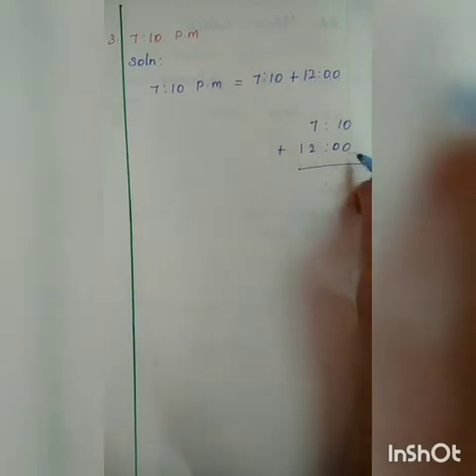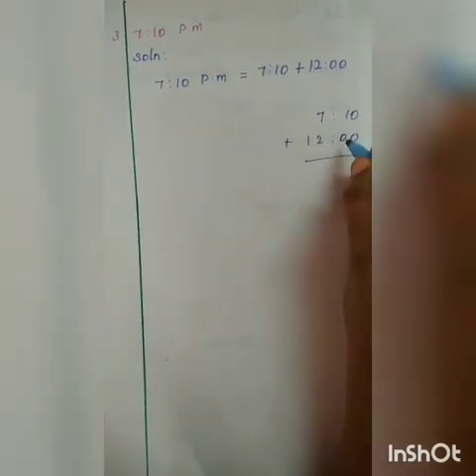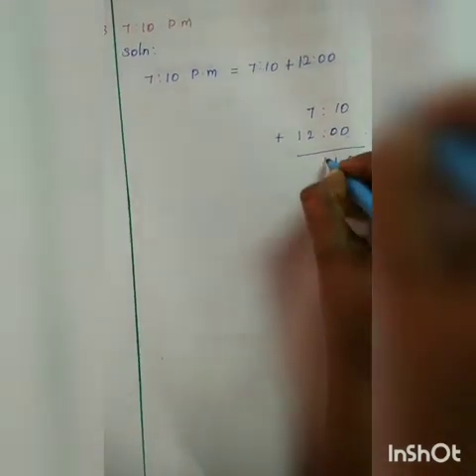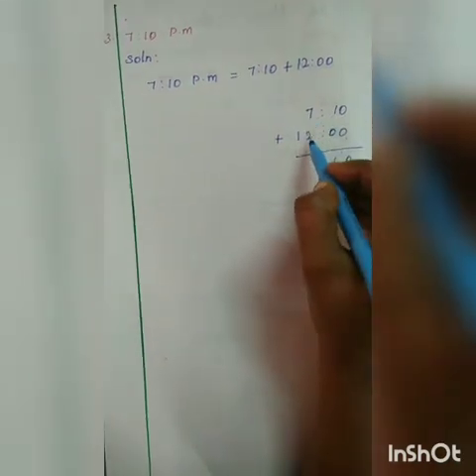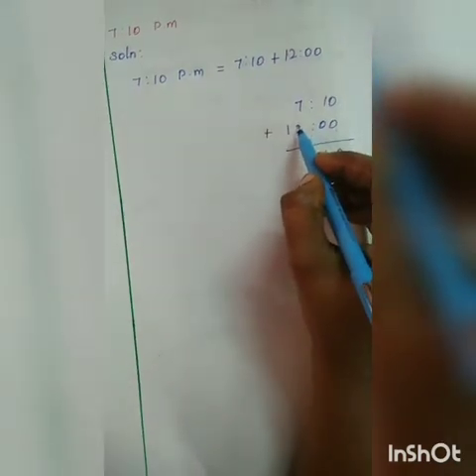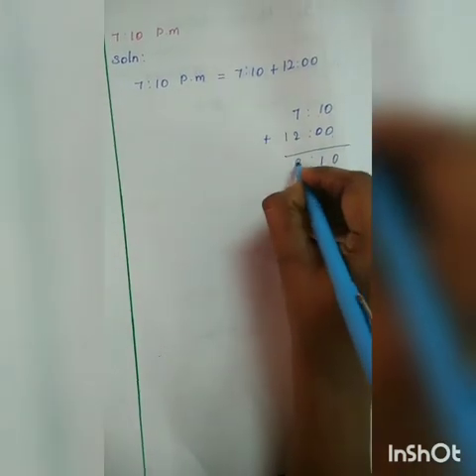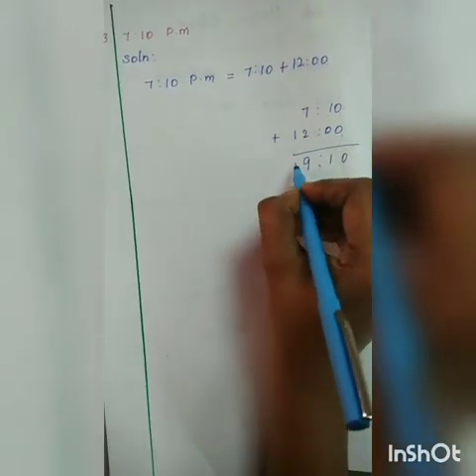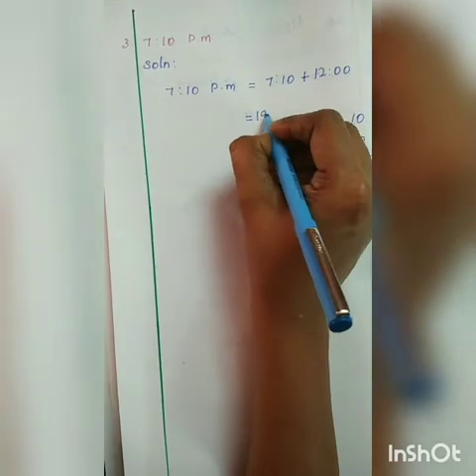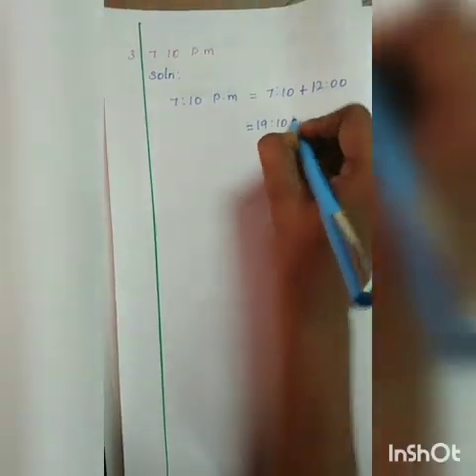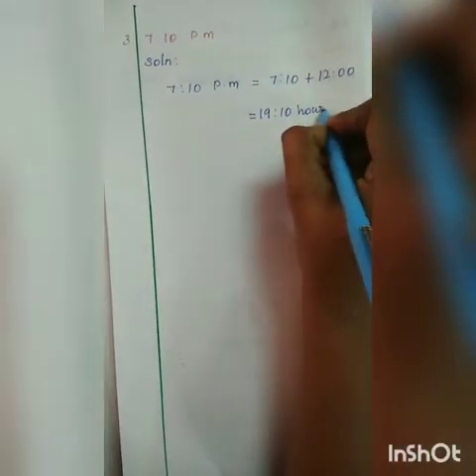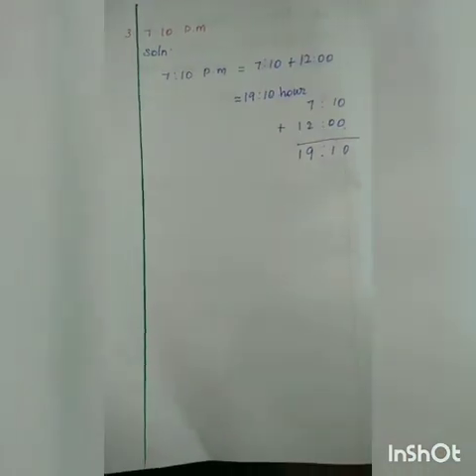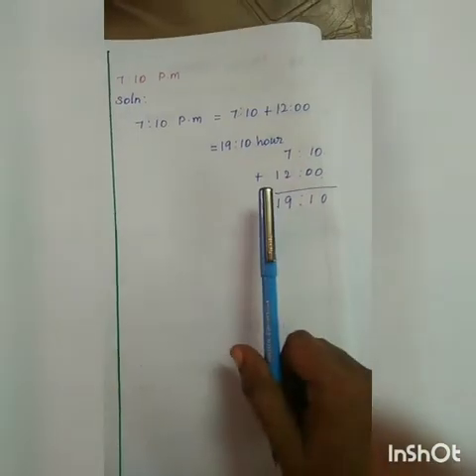0 plus 0 is 0. 1 plus 0 is 1. Then put the colon. Then 7 plus 12: 7, after number 8, 9. So you write 9. Then next 1, so you write 1. Therefore the answer is 19:10 hours.